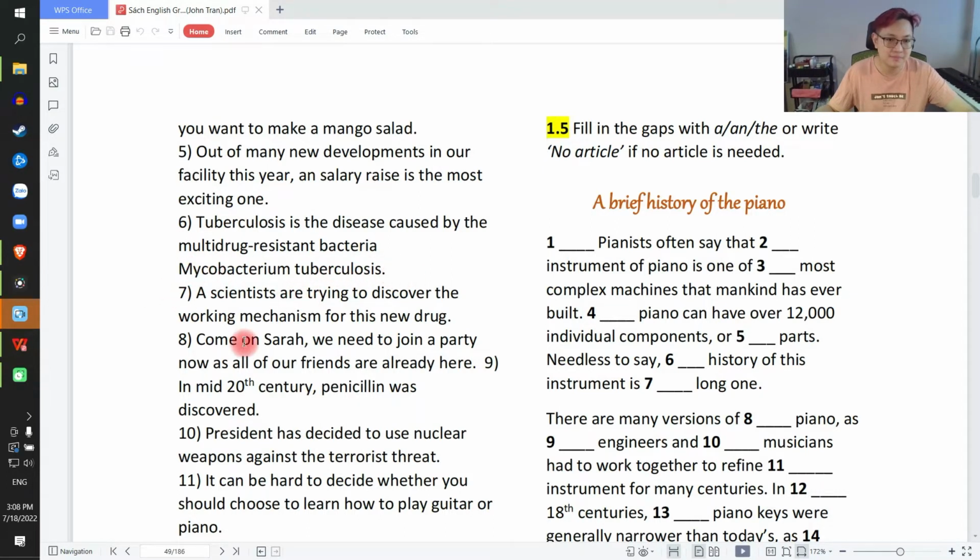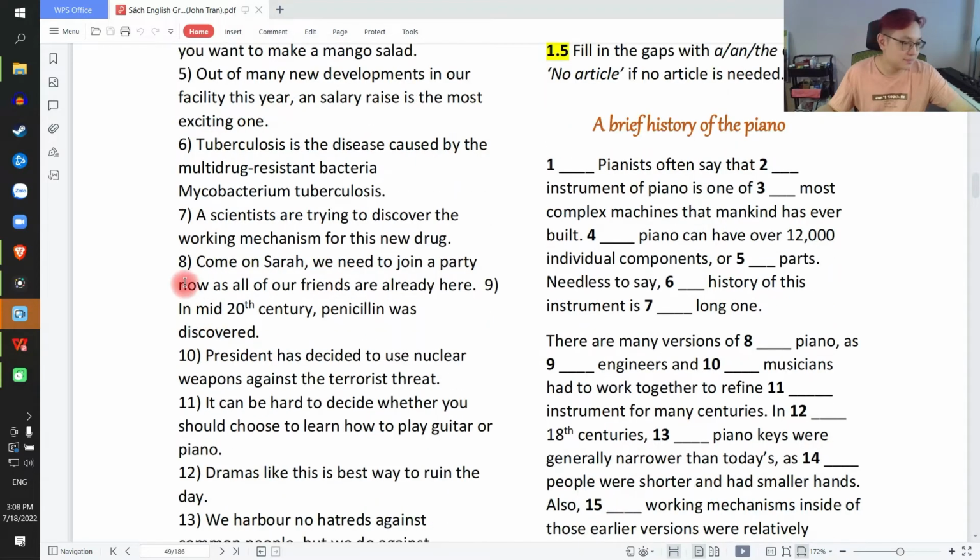This is the name of bacteria. Number 7. So number 6, you can also understand that there are many kinds of diseases and tuberculosis is one of them. So that's why you use a disease.